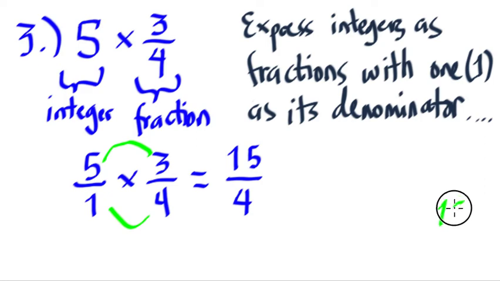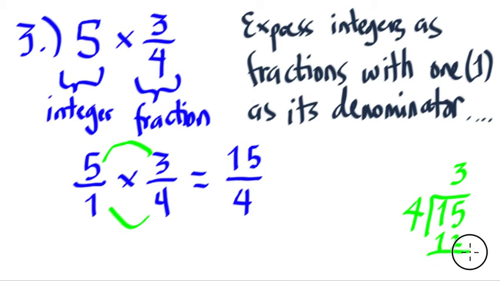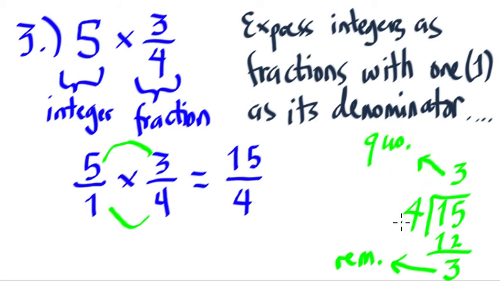So 15 divided by 4, how many 4s are there in 15? That's very near to 4, because 4 times 4 is 16, so this is only 3. 3 times 4 is 12. What's the remainder? We have the remainder as 3. This is our remainder, 3. This is our quotient, 3 also. And this is our divisor, our denominator.